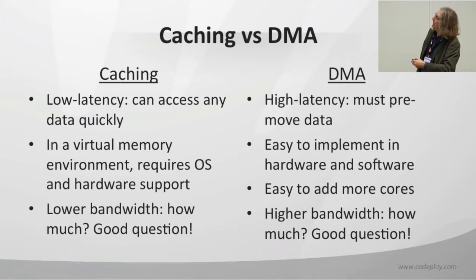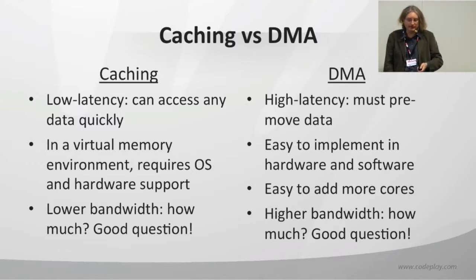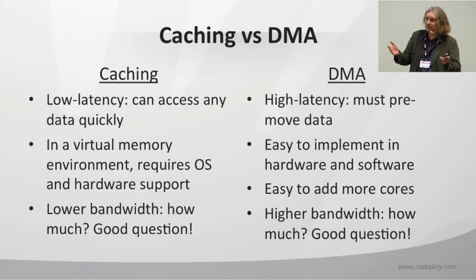And then there's the issue of bandwidth. Probably caching is lower bandwidth, and probably DMA is higher bandwidth. What's the difference? Nobody knows. And it's going to be different on different hardware, and I have huge amounts of arguments with people, and we don't know until you build it. And that takes 3 years and several $billion. So it's a very expensive question to answer. Yes?